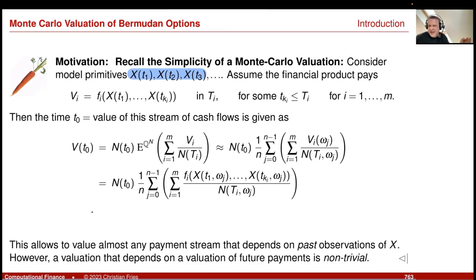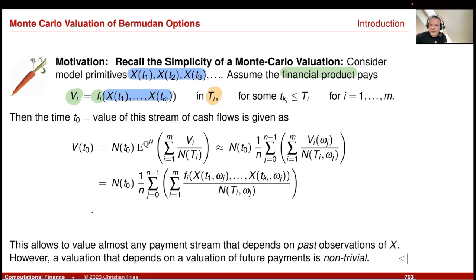It simulates these random variables at different times, a time-discrete stochastic process, and then we assume that we have a financial product. This financial product pays you a function of these observed quantities. For example, a European option pays you the maximum of the stock minus K and zero. An Asian option pays you the maximum of the average of the stock you observed. So it may be that you need multiple observations here. It pays this at time T_i. So this is V_i, paid in T_i.